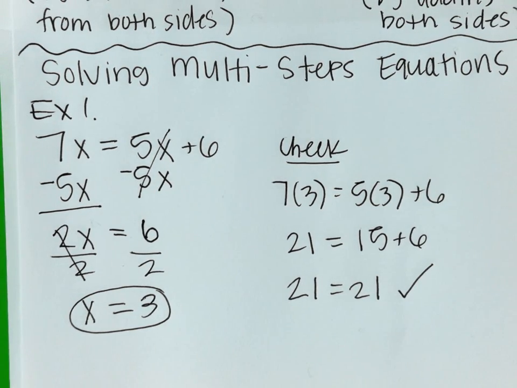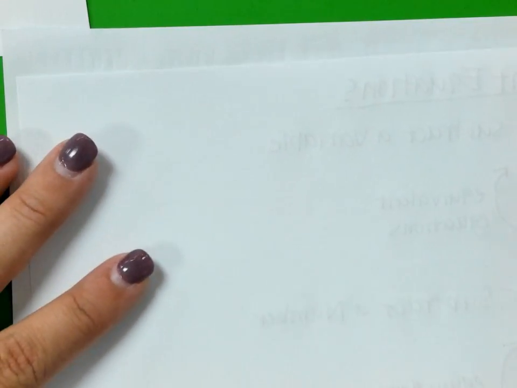Questions on that? So the first thing you're doing is getting all constants to one side and all variables to one side. Doesn't matter which side, as long as they are on opposite sides of the equal sign. And then you're solving for x. Let's do one more example.